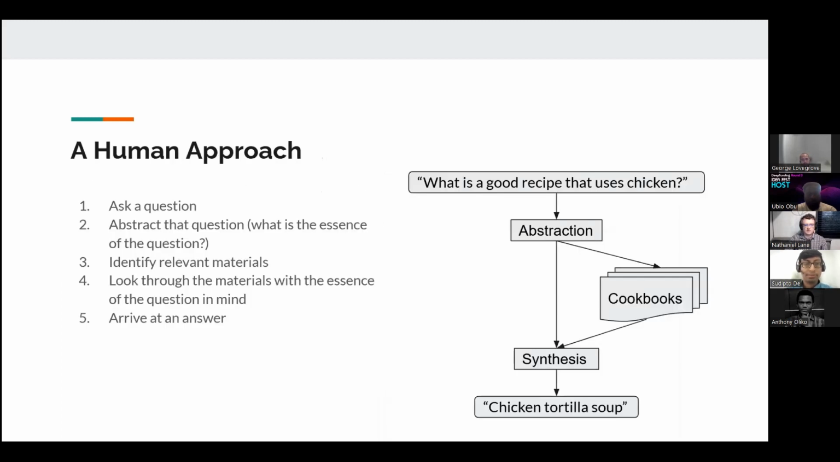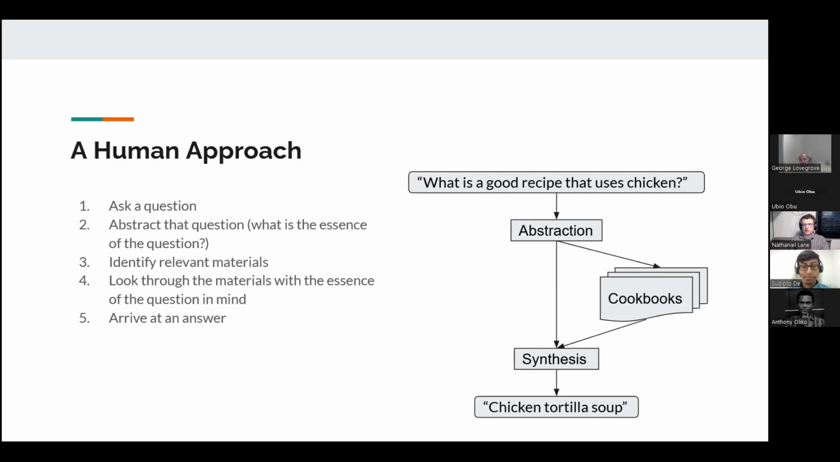So in order to figure this problem out, our team began by figuring out what the human approach is. And so when we have a question that regards information that we don't have memorized, we begin by abstracting that question, i.e., figuring out what is the essence of that question.